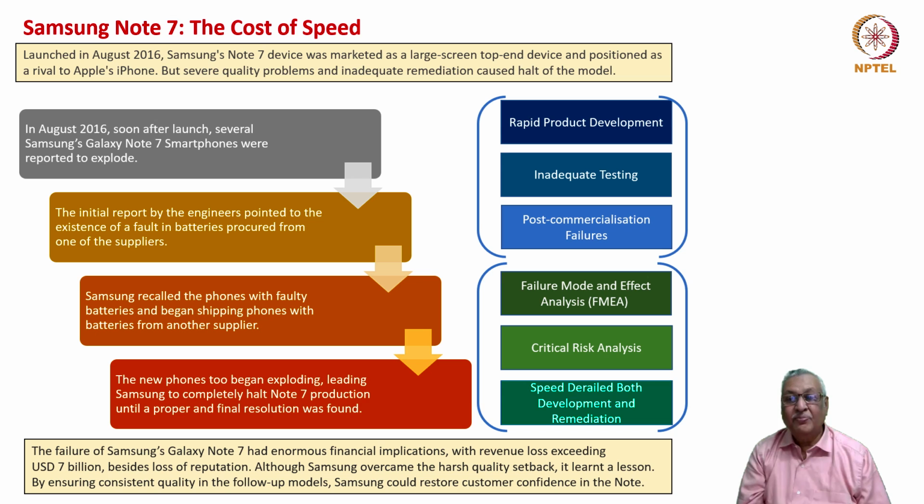So, rapid product development, inadequate testing, and post-commercial failures were principal causes for this debacle. How do we overcome such debacles? Failure mode and effect analysis, that is FMEA, critical risk analysis, and other similar factors. If these are not conducted in the way they should be conducted, speed would derail both development and remediation.